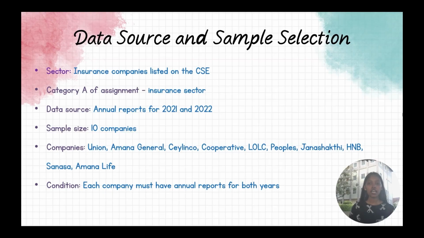The companies are Union, Amana General, Selinco, Cooperative, LOLC, People's, Janashakti, HNB, Sanasa and Amana Life. Our main condition is that each company must have annual reports for both years because we need data for 2021 and 2022 for the same company.